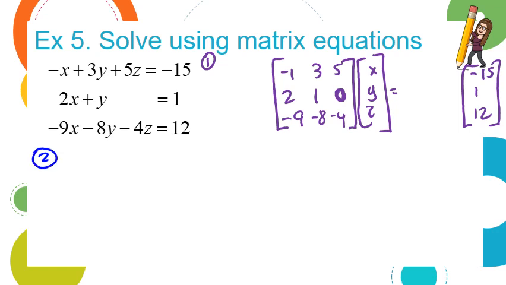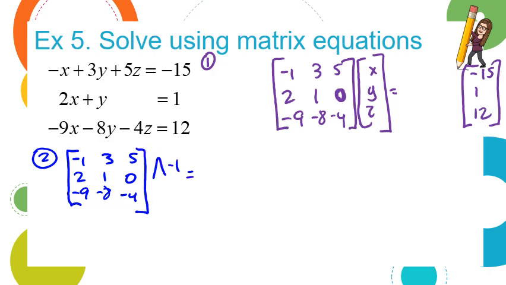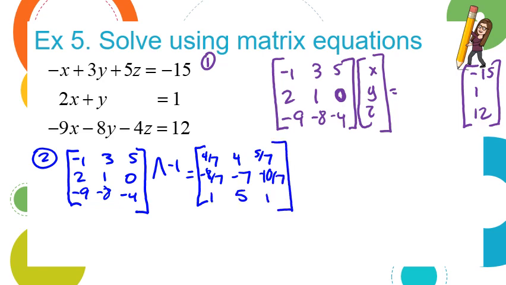All right, step 2 is to find my inverse. So in my calculator, I would take my coefficient matrix and I would say to the -1 to get my inverse, excuse me. I plugged it in already and I got 4/7, 4, 5/7, -8/7, -7, -10/7, 1, 5, 1. Look how pretty that is with all those fractions. Aren't you glad you have your calculator?